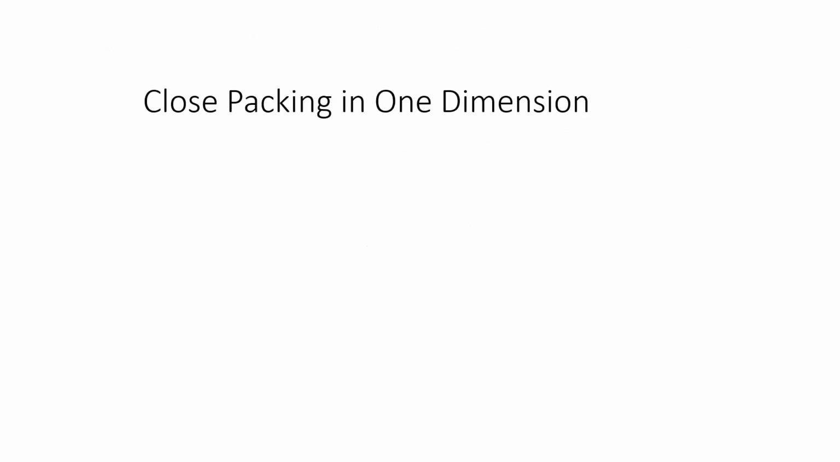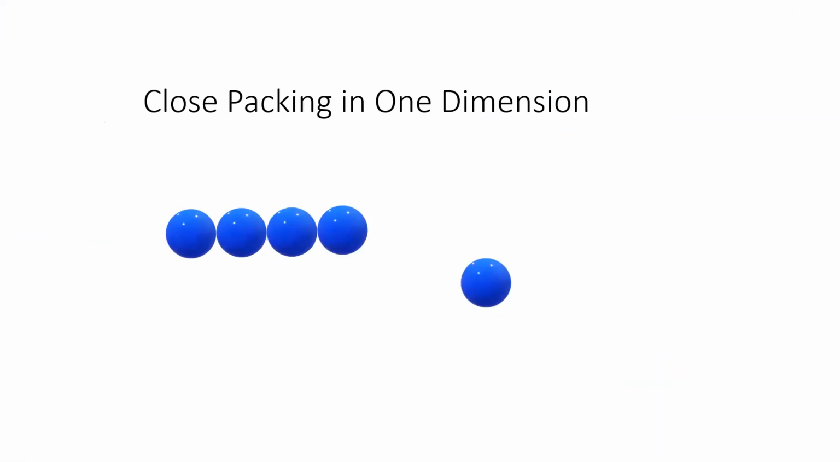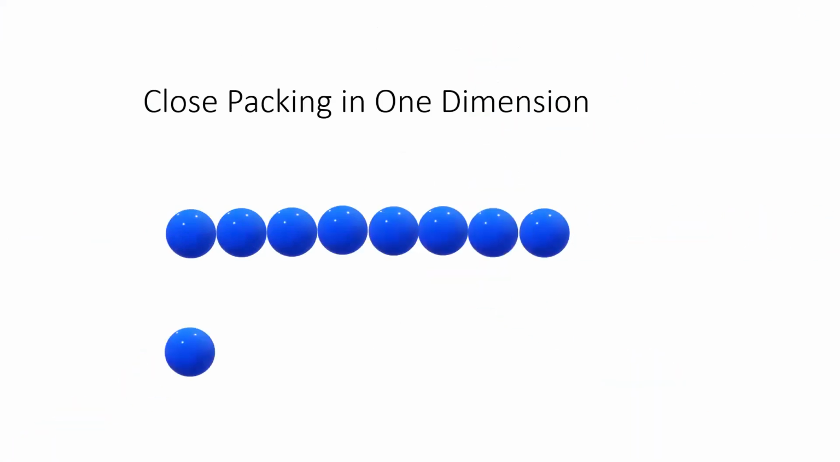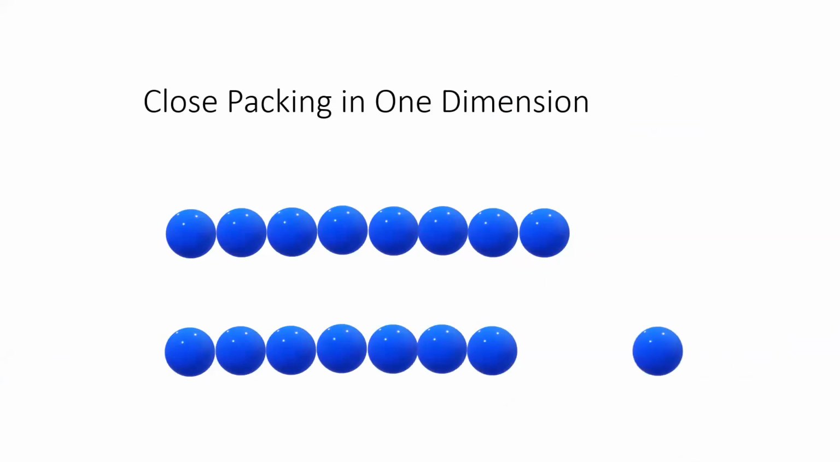For close packing in 1 dimension, each and every atom will be located like this. Only 1 dimension is there, so either 1 axis, X or Y or Z. Here they don't touch each other. If you pack, there is only one way. Otherwise, we can pack like this. Anyway, 1 row will be there.